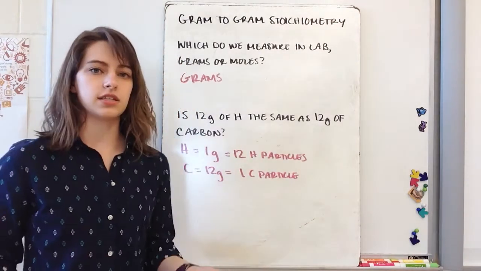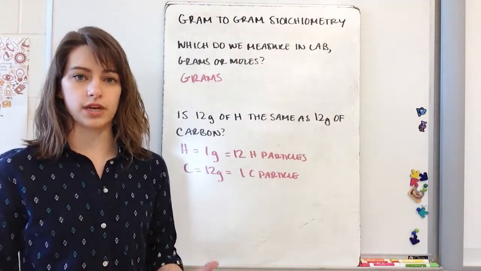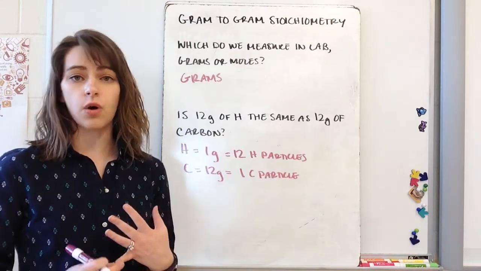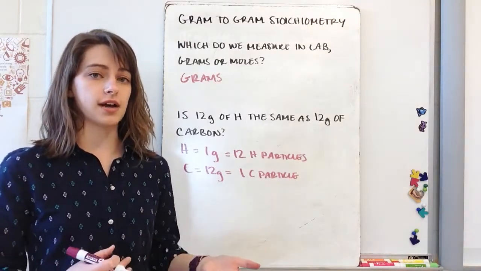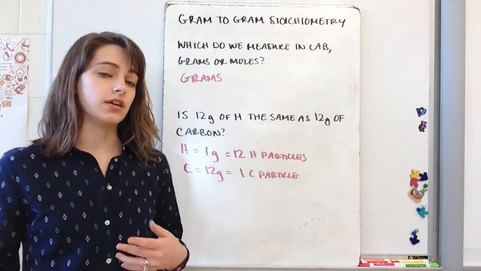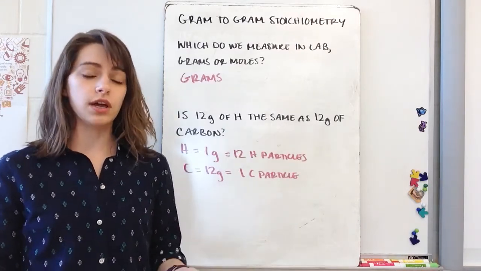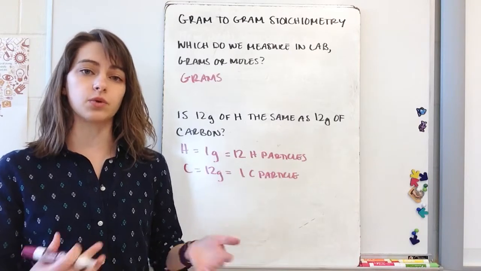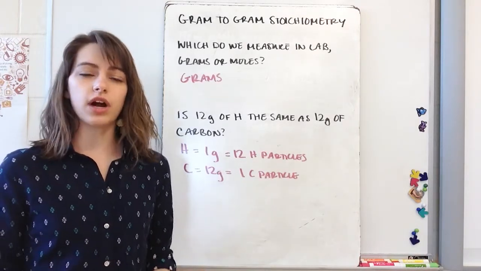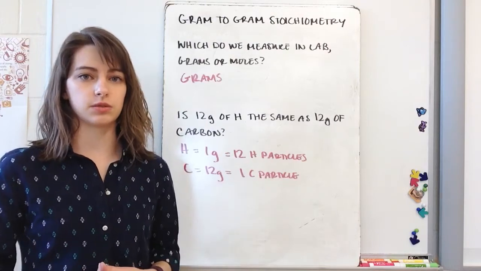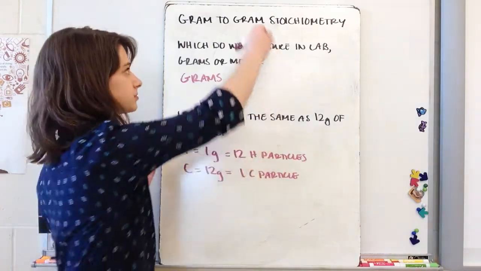So this is the basis for gram to gram stoichiometry. First, we don't measure moles in lab. And second, you can't compare grams of one compound to grams of a different compound. You have to compare through moles, which means that we're going to have to convert from grams to moles and then look at the relationships. So let's walk through an example because it's the easiest way to explain how this is going to work.